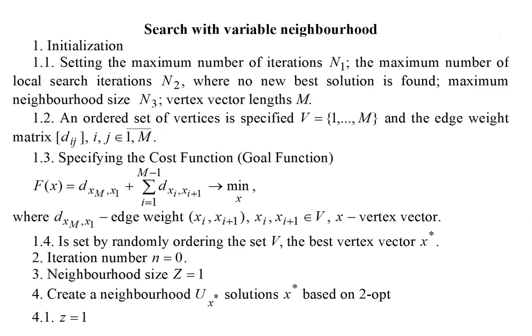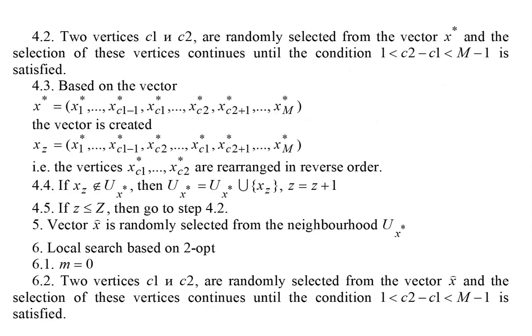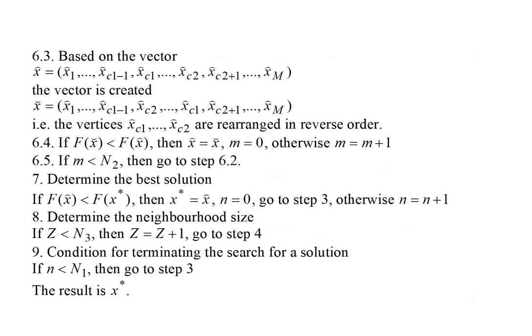Search with a variable neighborhood. Initialization. Iteration number n equals to 0. Neighborhood size z equals to 1. Create a neighborhood. Vector x is randomly selected from the neighborhood U. Local search based on 2-opt. Determine the best solution. Determine the neighborhood size. Condition for terminating the search for a solution.